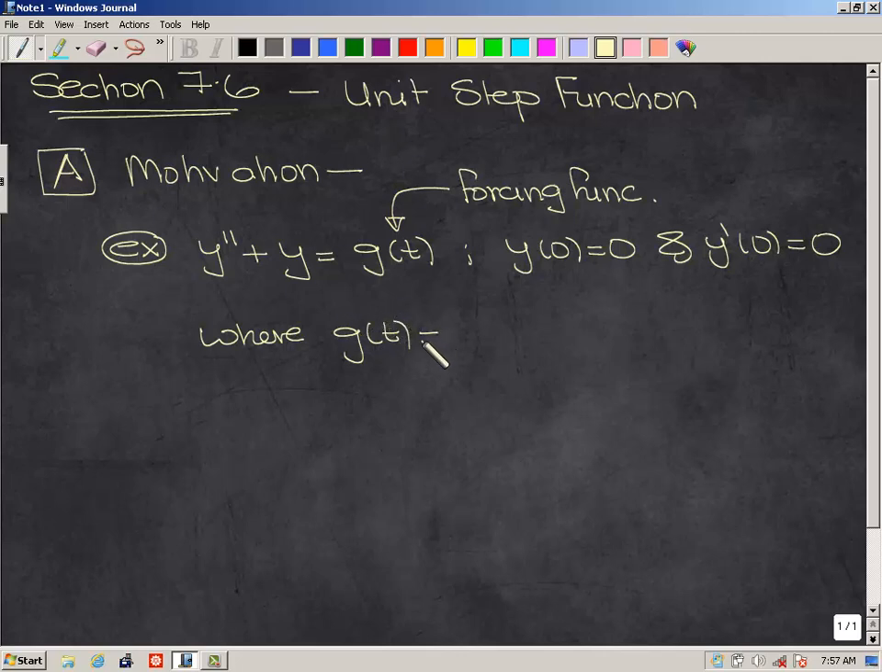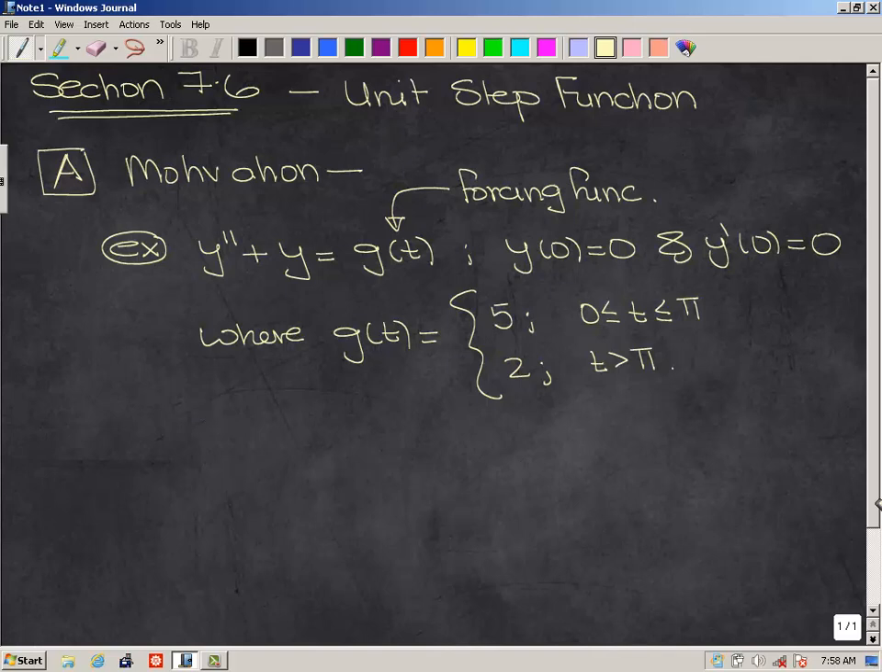In this example, we're going to pick a very simple forcing function. We're going to say it's 5 if t is between 0 and pi, and it is 2 if t is greater than pi. This is the simplest example I tried to pick just to motivate this discussion of the unit step function. We've done problems a lot more complicated than this, but I wanted to pick something really easy so we could run through it quickly.